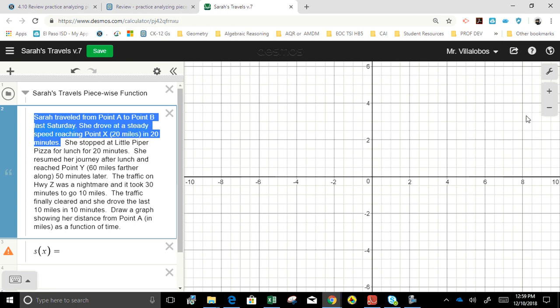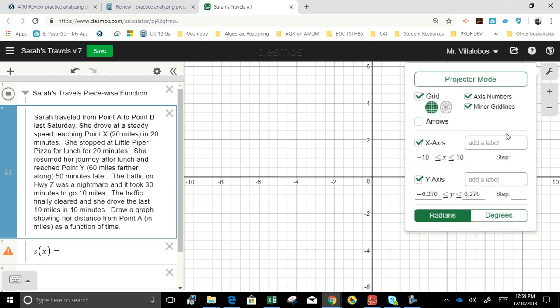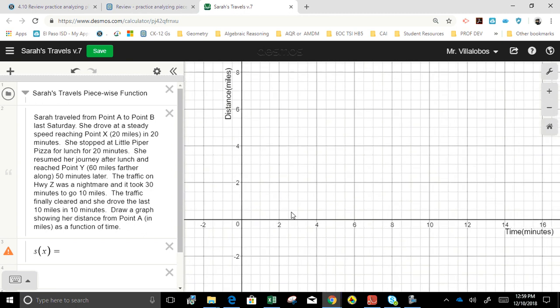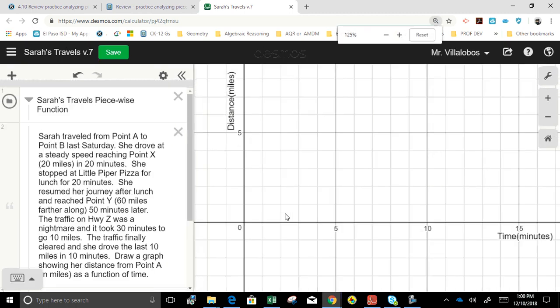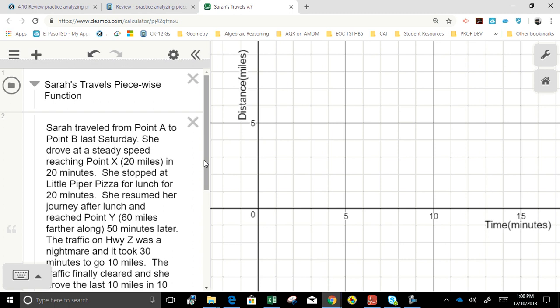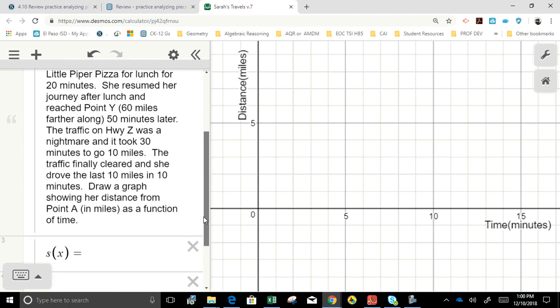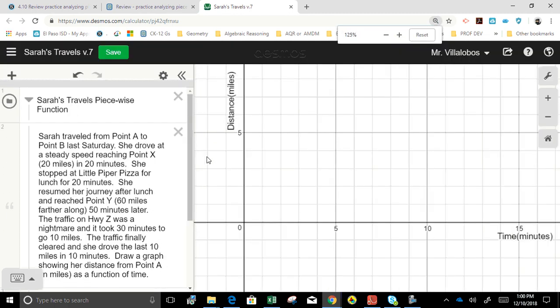I see nothing. So I'm going to go to the settings, and I'm going to add a label for X. Time in minutes. And my Y is going to be miles, or distance, I should say, in miles. So let me capitalize time. And that is that. So I can make it a little bigger for you to see if that's better. Or maybe a little less.